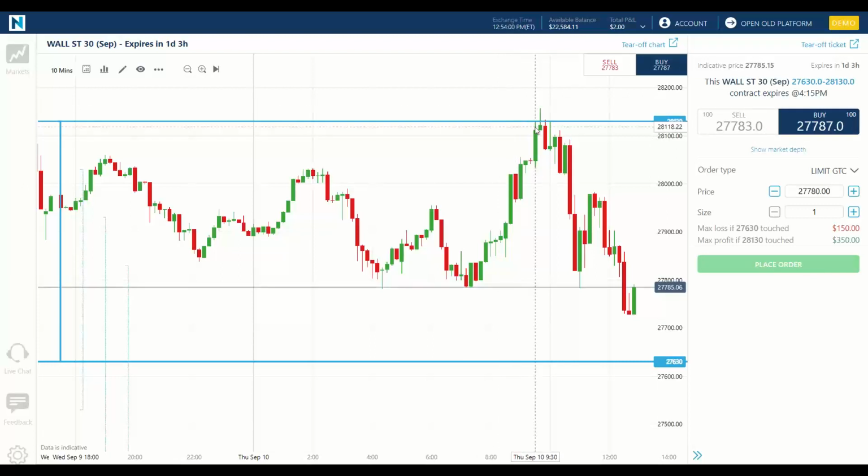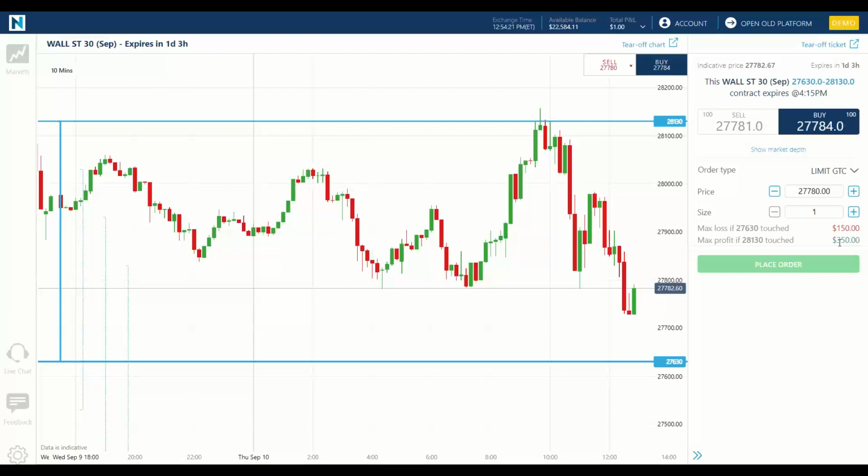On the flip side, if it goes higher and it gets up to 28.130 and it touches 28.130, which it did, it looks like, earlier in the day, I would have gotten knocked out. So had I done this earlier in the day when it was down here, and then it traded higher, I would have gotten knocked out and I would have recognized my maximum potential profit of 350.